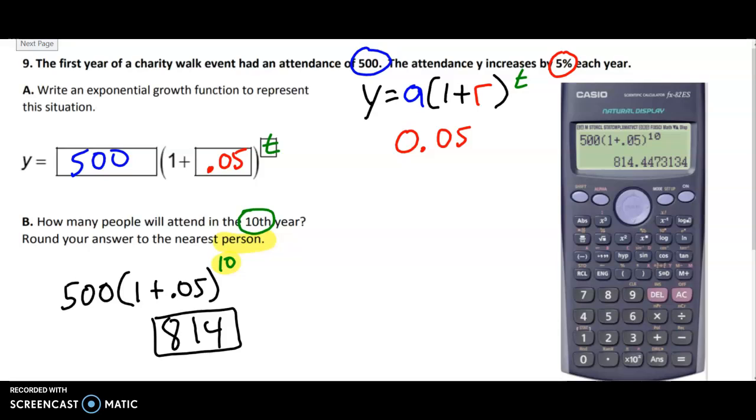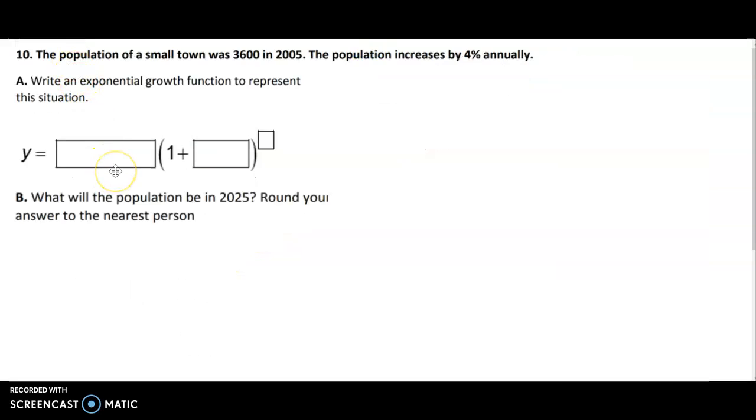All right, let's take a look at another example. All right, so the population of a small town was 3,600 in 2005. The population increased, keyword increased, by 4% annually. So we're going to use growth again, okay? So it says write the exponential growth function to represent this situation. So we're going to put in the function here. We got the same formula here. Y is equal to A times 1 plus R, which is the rate, raised to the t time.